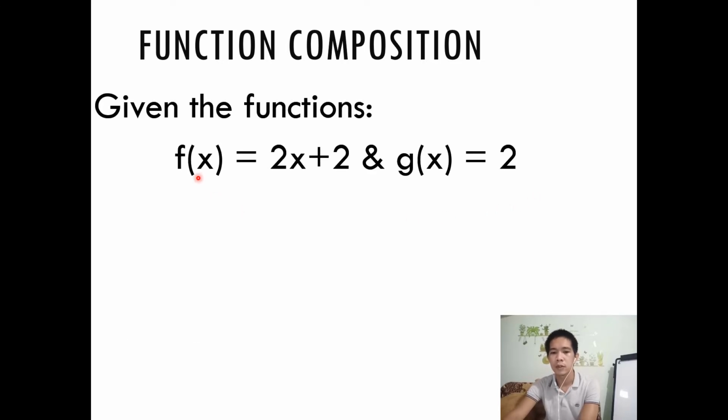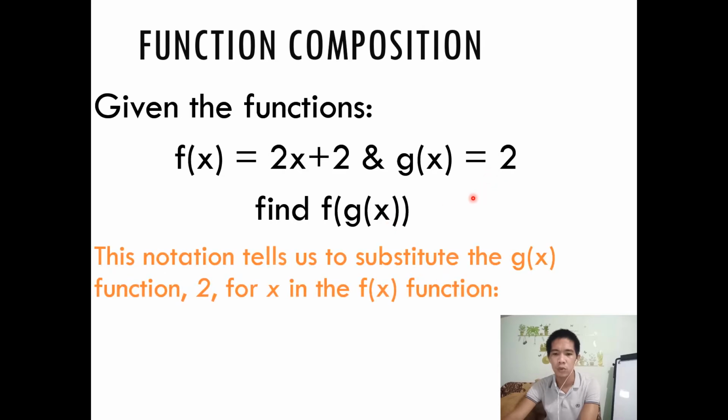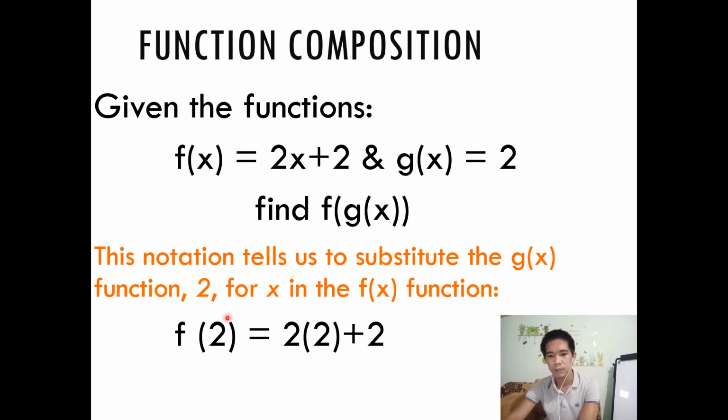Example, so given f of x as 2x plus 2 and g of x as 2, find f of g of x. So, yung buong g of x, isa-substitute natin sa variable ni f of x. Ano ba value ng g of x? Ang value niya ay 2. Yan. So, use 2 sa bawat variable ni f. Kaya magiging f of 2. Kasi ang value ng g of x ay 2. At paano ito? So, again, substitute 2 sa bawat variable ni f. So, 2 times 2 plus 2 gives you 6.